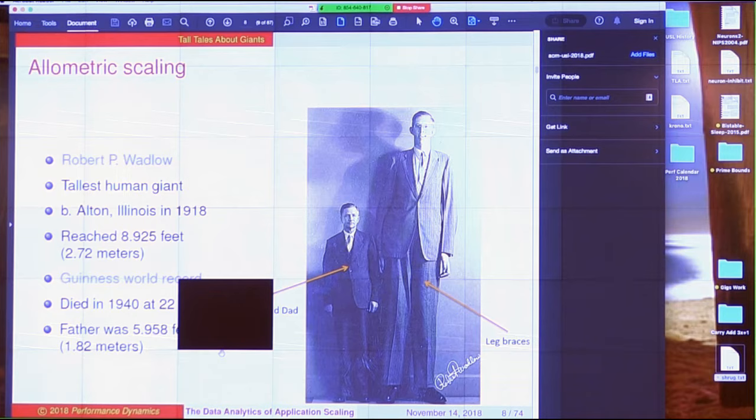So here is the tallest recorded human, according to Google. And he made it to about 9 feet. And here's a picture of him with dear old dad, who is about 6 feet. And what you can't see here is under his trousers, he has leg braces. So he died when he was 22. I imagine that probably was because of heart failure. He must have had quite a massive pump to pump blood around in that system.